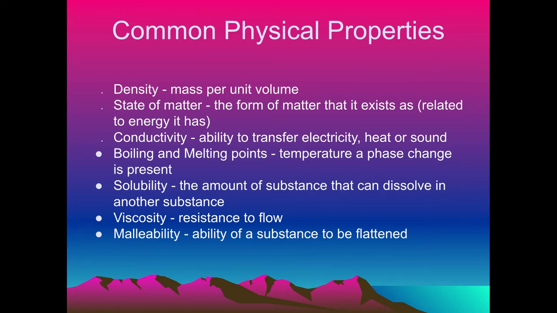Now, what do we use these for? We use these things to describe stuff, to describe the differences. So, for example, gold and silver are both conductive, right? But gold is a little bit different because it has a different color. It has a different boiling point and melting point. It has a better ability to be malleable. It has a different density. We use these things to describe this matter and organize it.